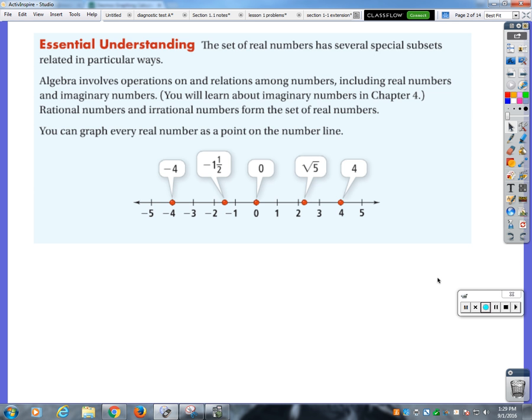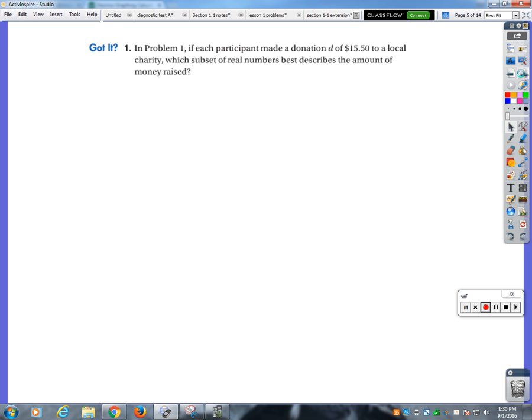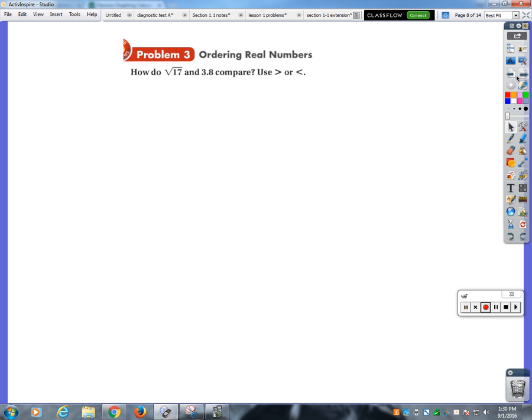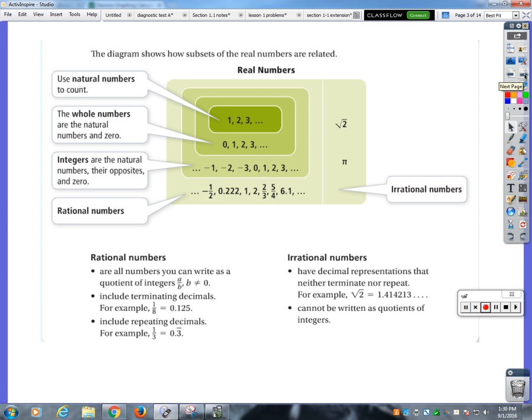Okay? So let's see what we got here. This is the big picture right here. And I don't know if there's a better diagram to copy down than that. That kind of looks like that's what we got. Okay? All right, so this is what we got.